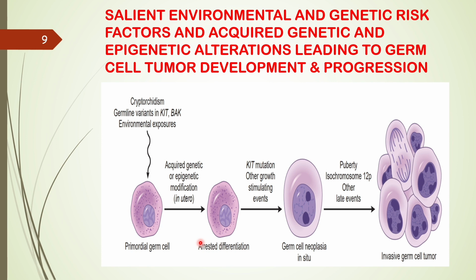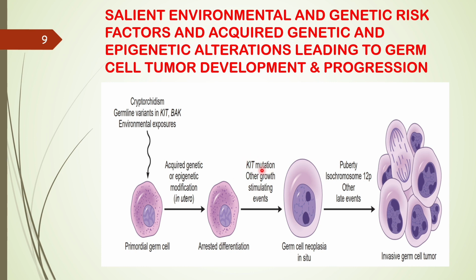So differentiation is arrested. Now if there is an additional hit in the form of KIT mutation, then there could be development of germ cell neoplasia in situ. Here the tumor cell doesn't invade the stroma, right? It is in situ. So the prognosis is good. They have not infiltrated the stroma. They are not invasive tumor. And the reason is KIT mutation.